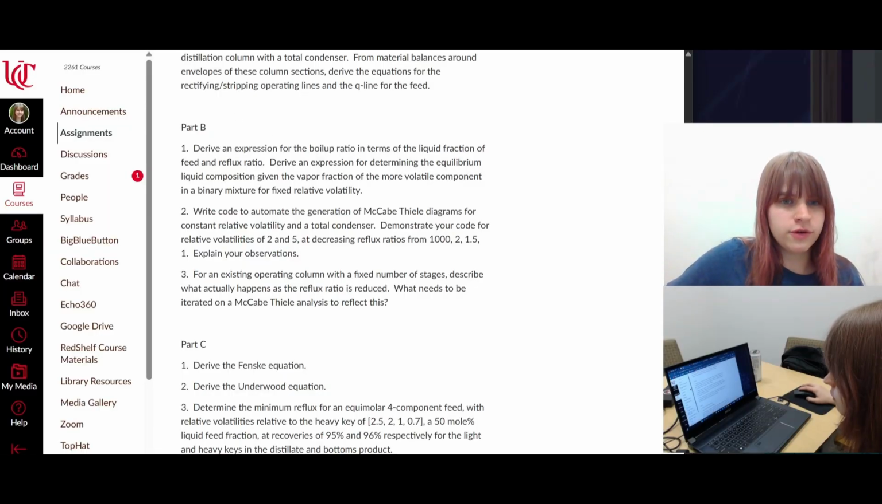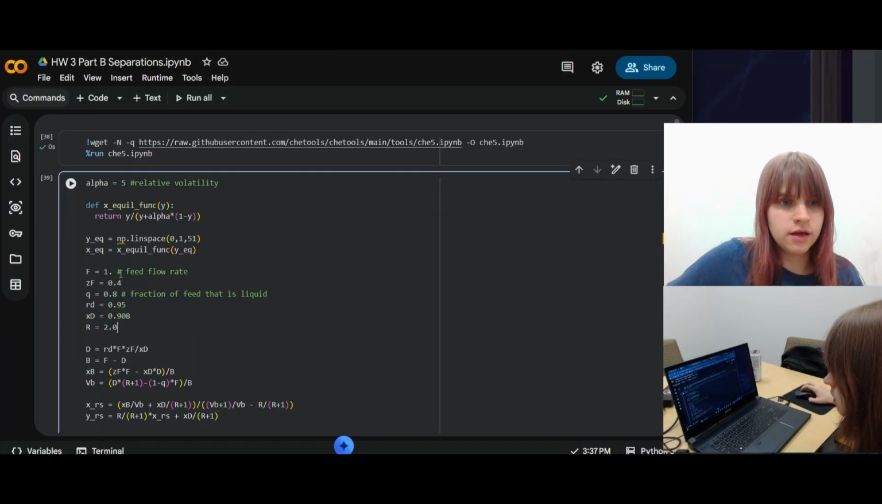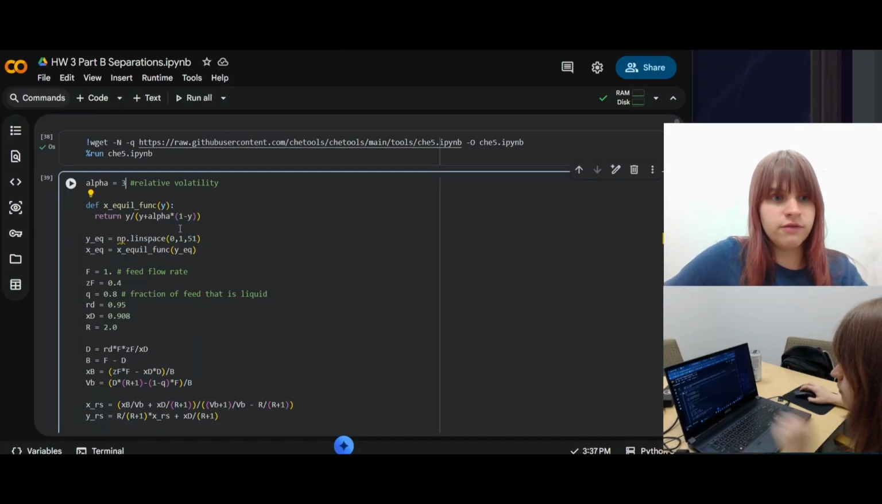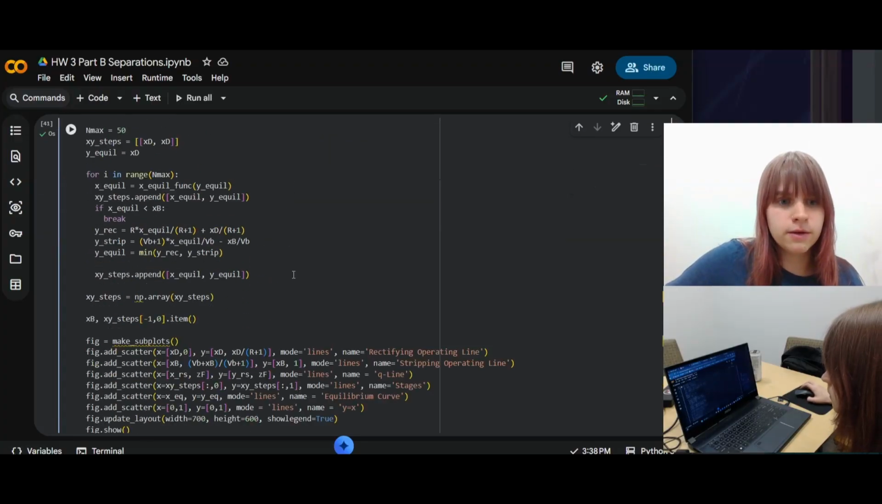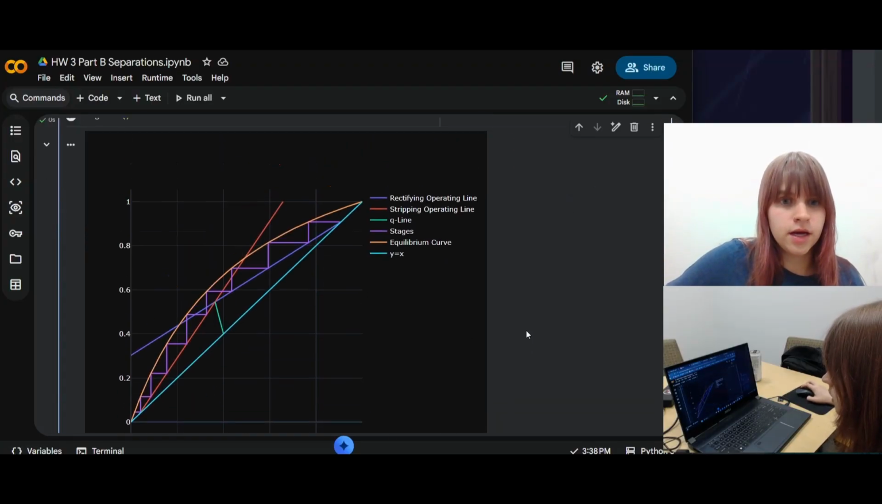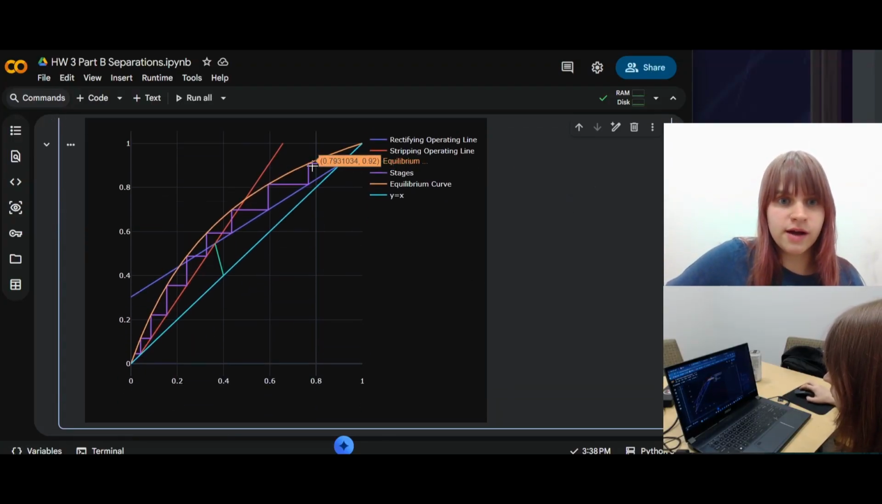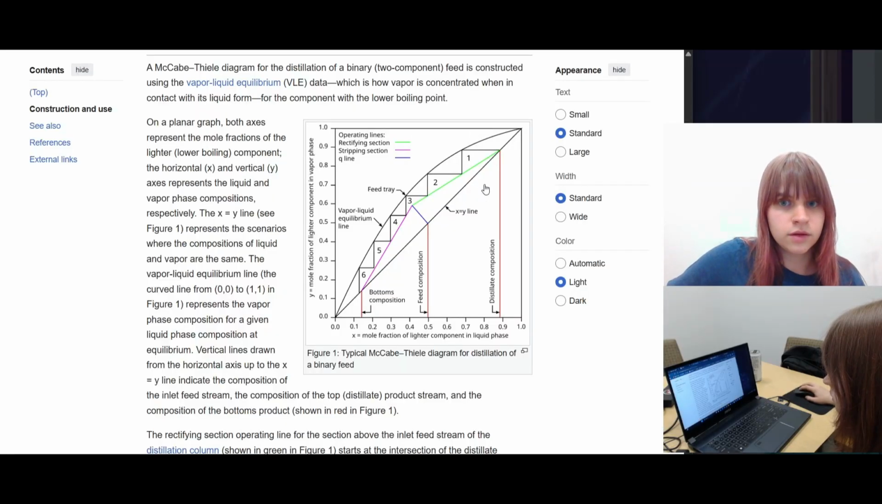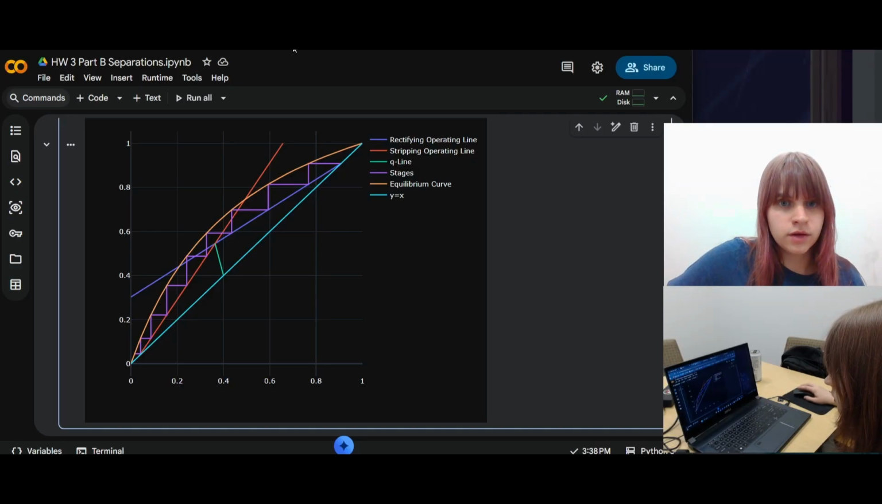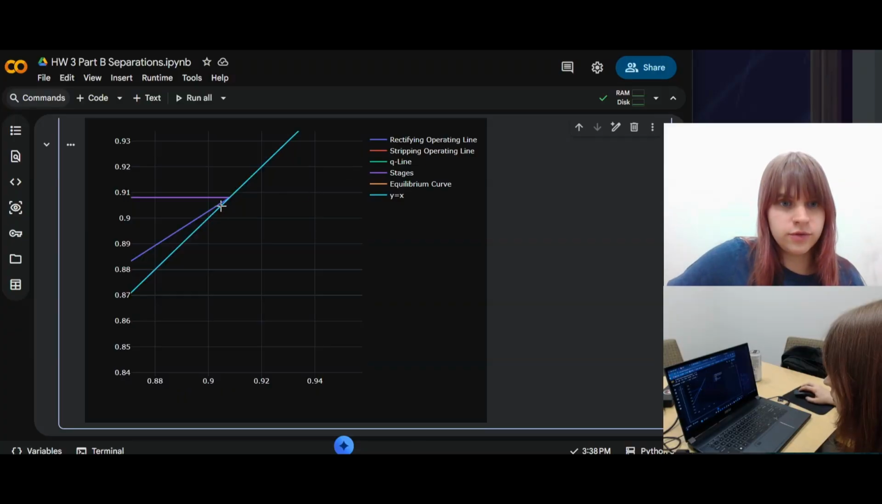So I showed all of those, but I'm going to do an alpha of 3 and see just what that looks like. And yeah, there we go. As you can see, we would have 1, 2, 3, 4, 5, 6, 7, 8 stages. Distillate composition is this X value here.